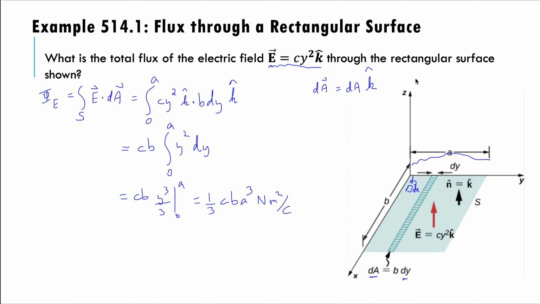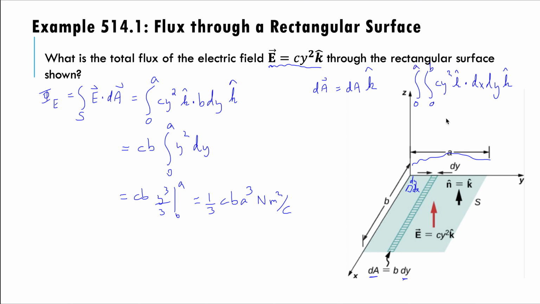So when you do the integral, you're actually going to have to integrate over the x and the y directions. You plug in your E, cy squared k hat, and then your dA isn't b dy anymore. The area of this is length times width, which is dx dy. But the direction is still in the k hat, the k direction. And we know that for that little patch we need to integrate x from 0 to b, and y from 0 to a.